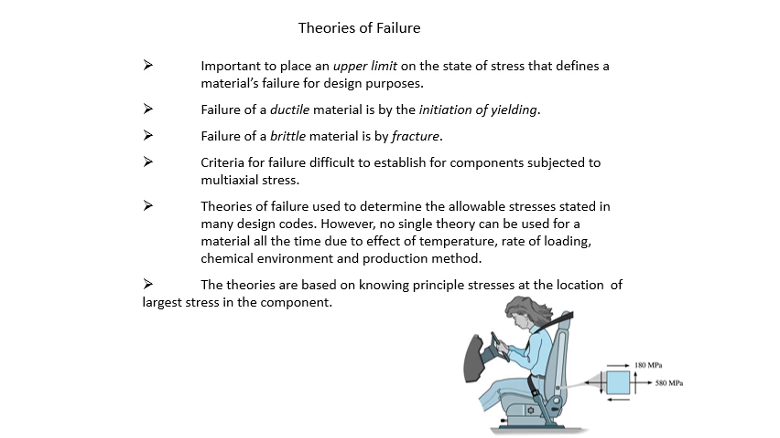One is ductile material and the other one is brittle material. Ductile materials normally fail by initiation of yielding, so normally we will use sigma yield, while failure of brittle material is by fracture, where it breaks, and brittle material only has sigma U or sigma ULT, which is the ultimate stress.